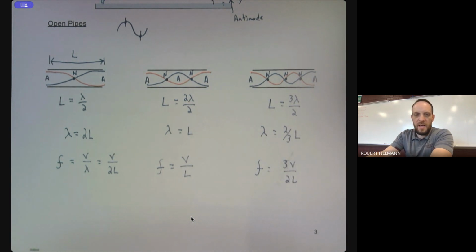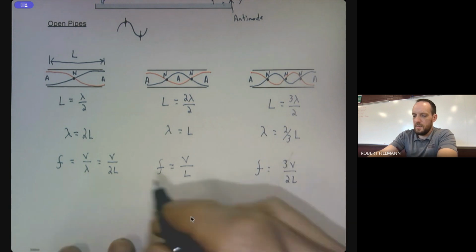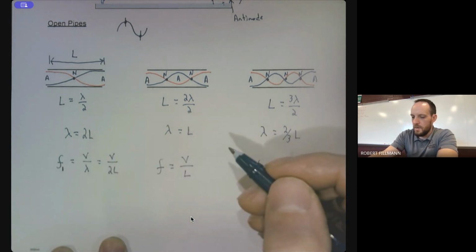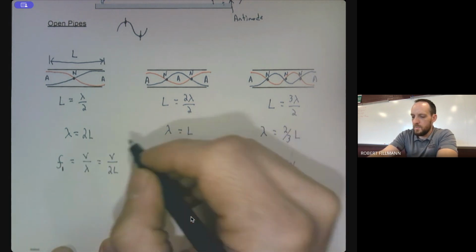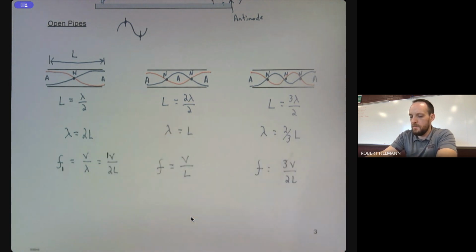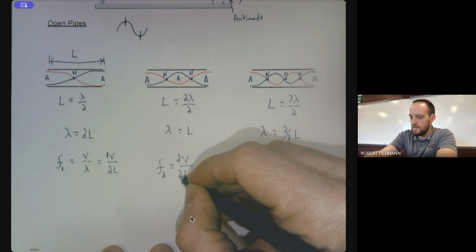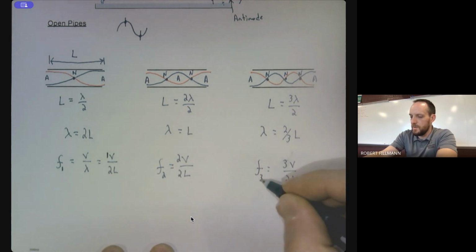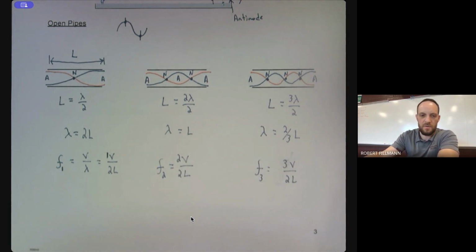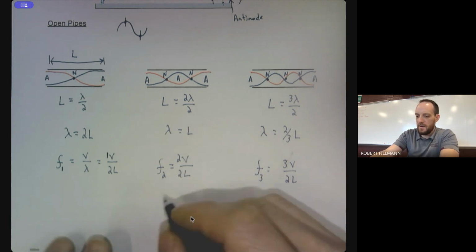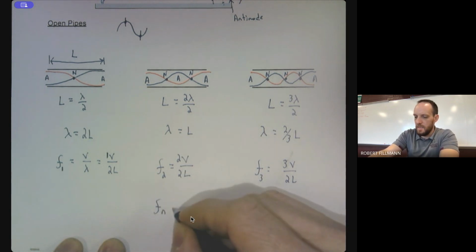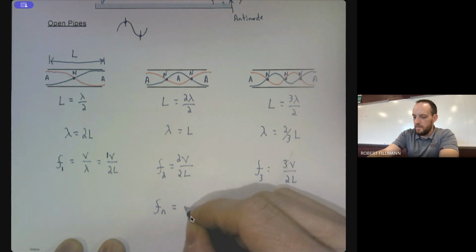So if you want to write the pattern, you can see there's a mathematical pattern here. The first frequency you hear corresponds to 1V over 2L. The second frequency you hear corresponds to 2V over 2L, and the third frequency corresponds to 3V over 2L. So we've come up with a basic pattern here where we could say the frequency of the nth harmonic is equal to nV over 2L.